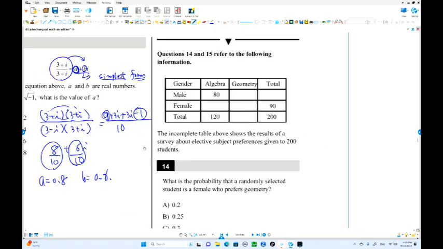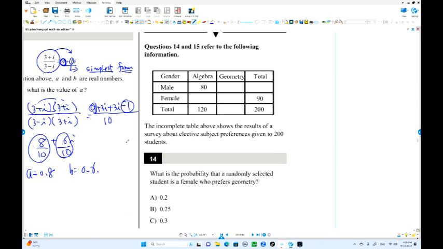Here we go, number 14. We have a two-way frequency table, incomplete, and we're going to fill it out. What is the probability that a randomly selected student is a female who prefers geometry? Female and prefers geometry, these numbers. What does probability mean here? Relative frequency, which is the probability.